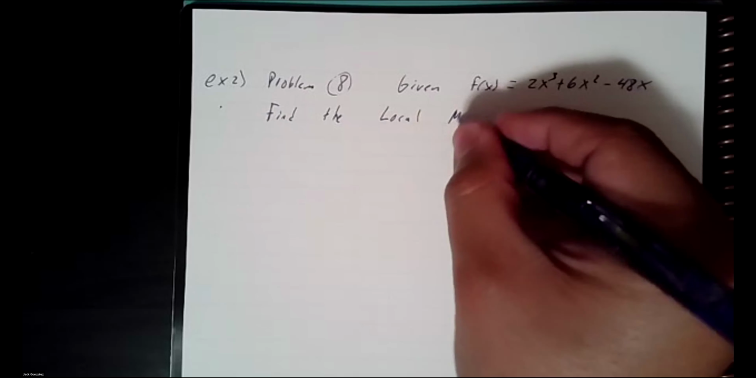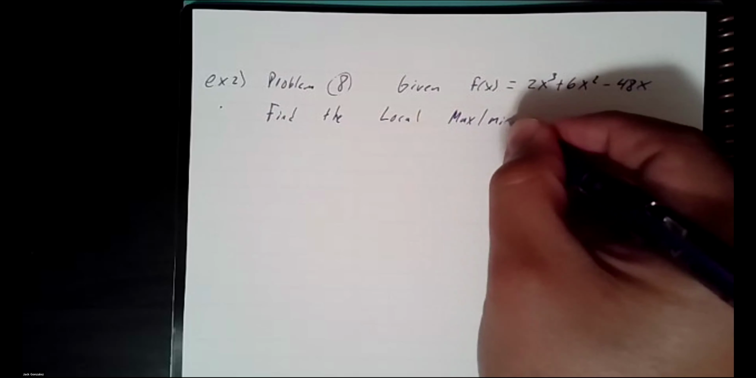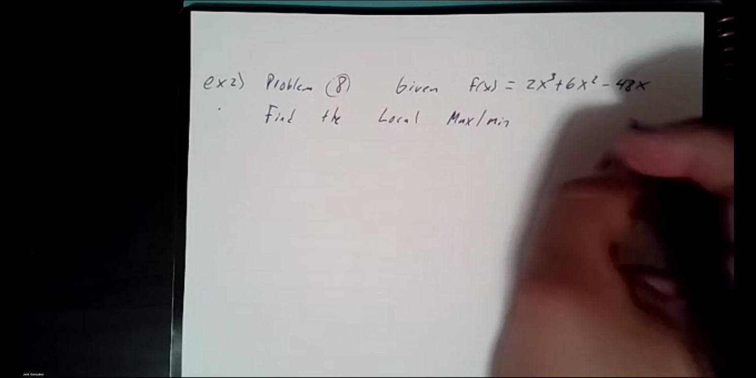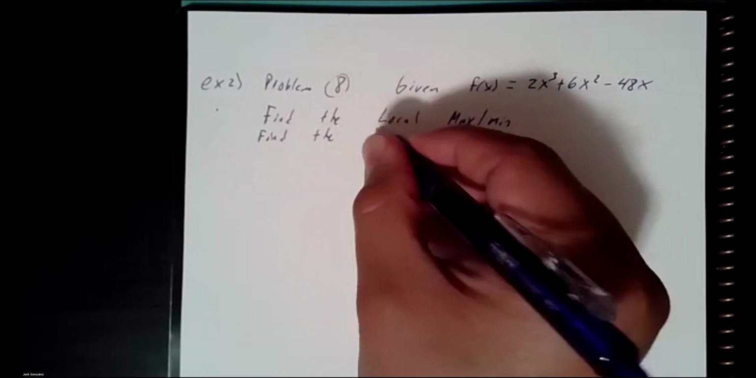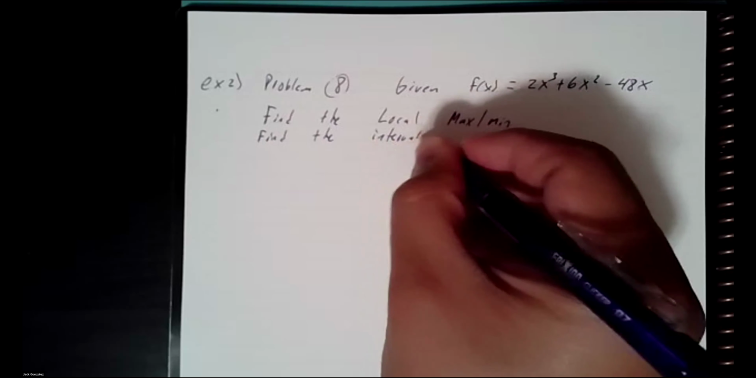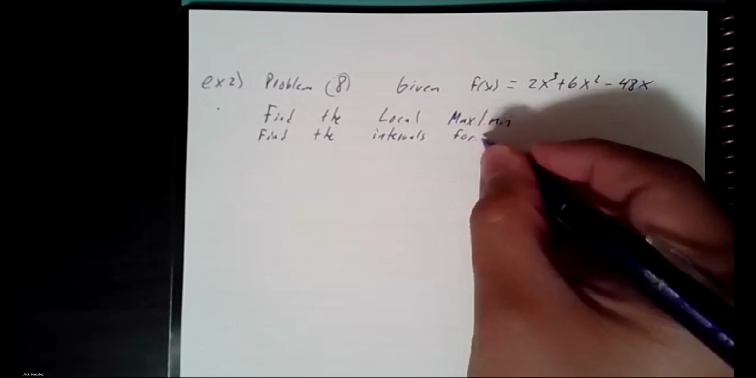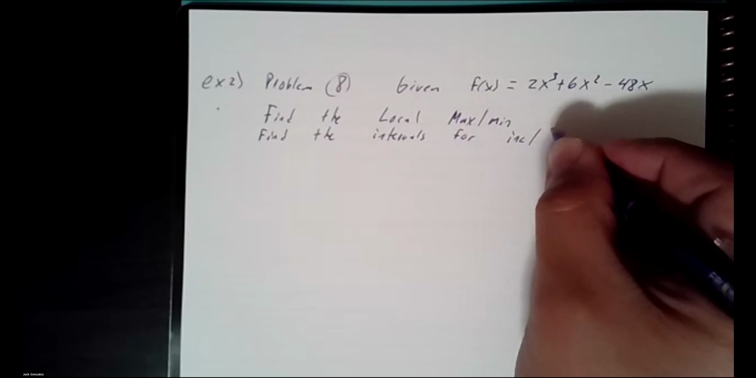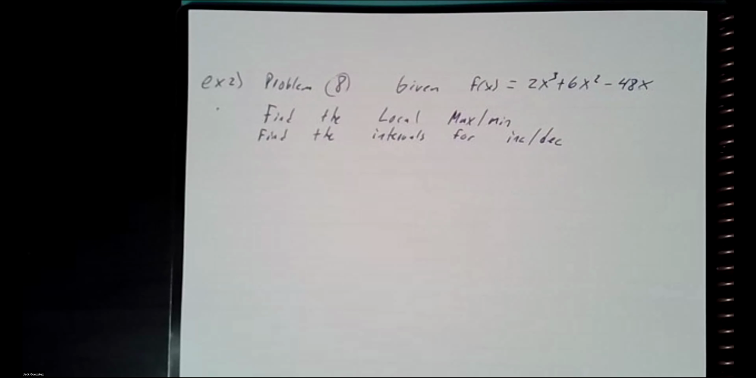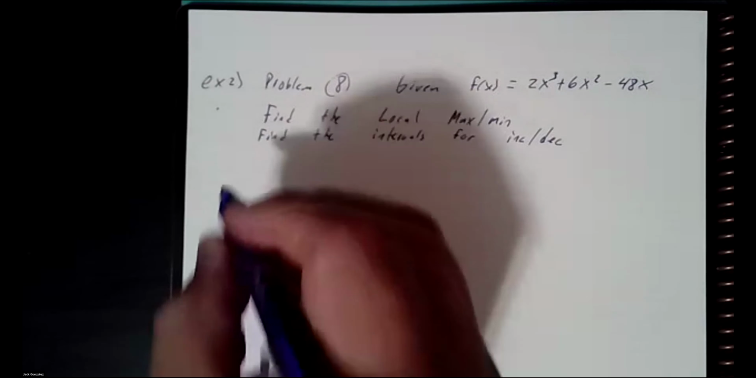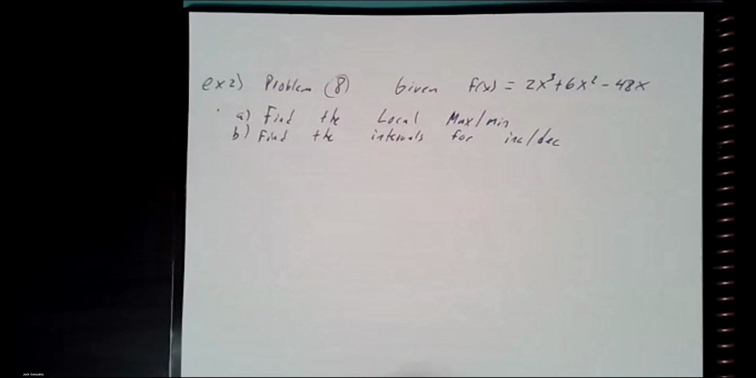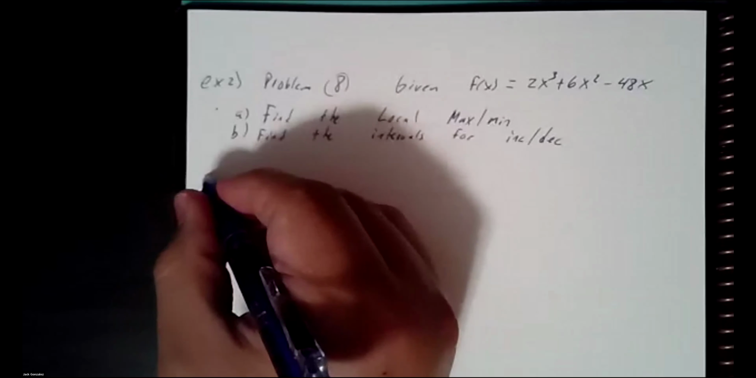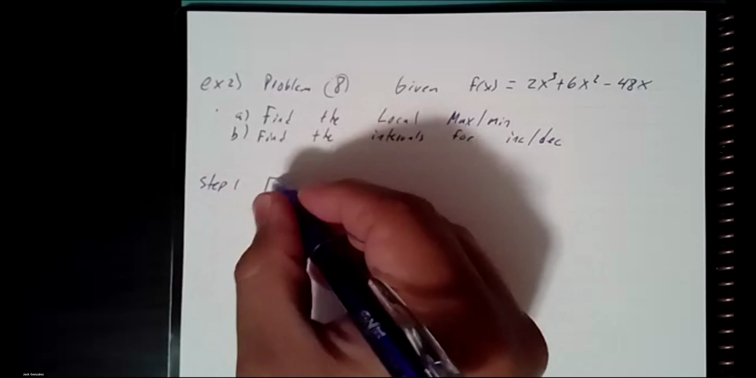Find the local max/min, also known as relative max and min. Find the intervals for increasing/decreasing. Probably in B, I guess. Step 1, find critical numbers.